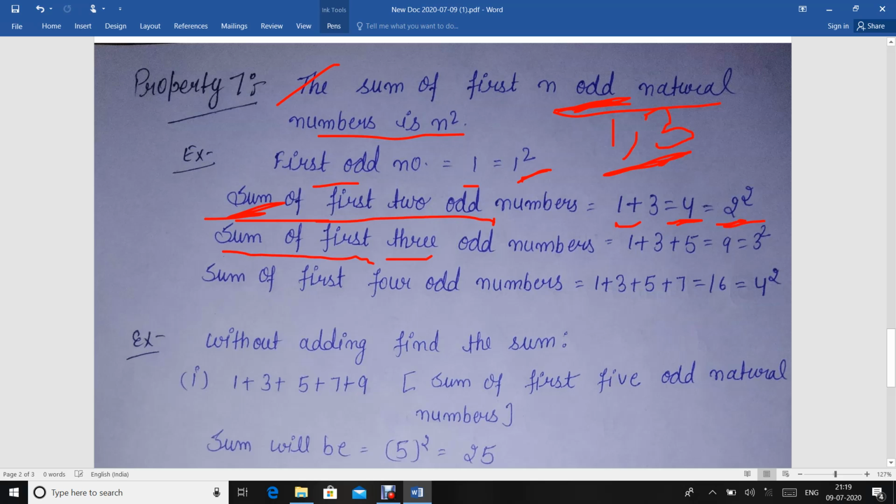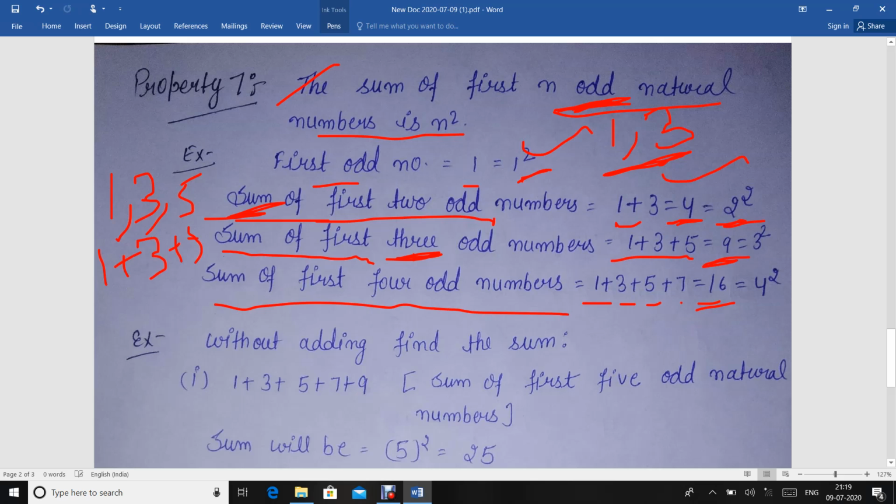Sum of first three odd numbers. First three odd numbers are 1, 3 and 5. So 1 plus 3 plus 5 is equal to 9. Sum of first four odd numbers is 1 plus 3 plus 5 plus 7. Now count the numbers: 1, 2, 3, 4. It is 4. So the sum of first four odd numbers will be 16. The last will be the answer.